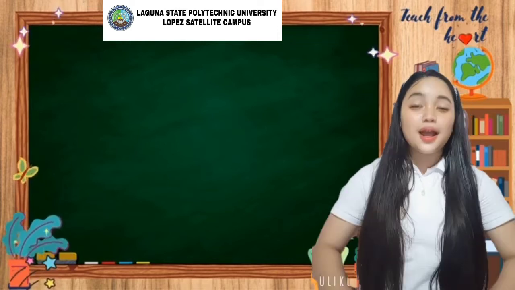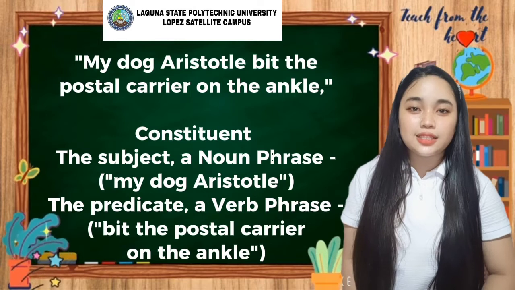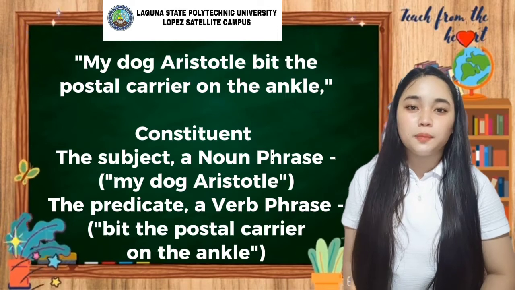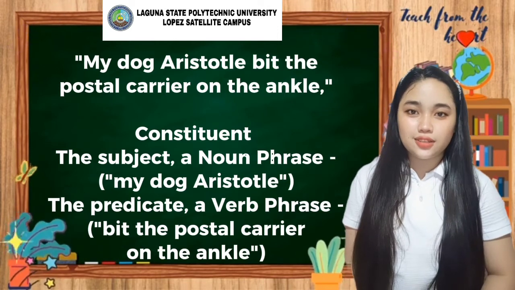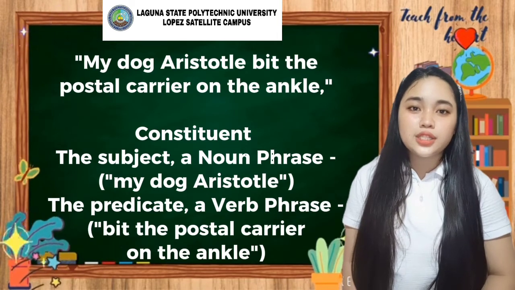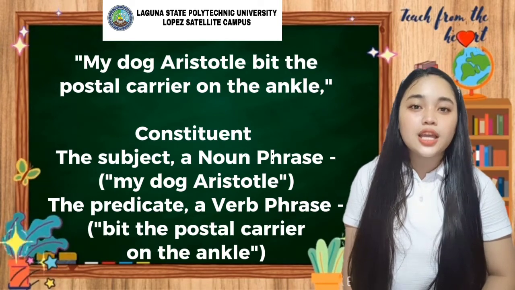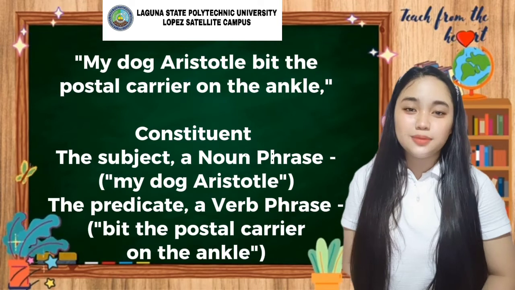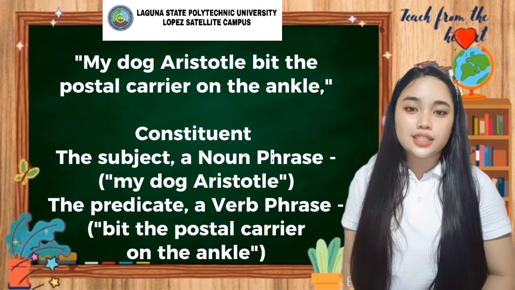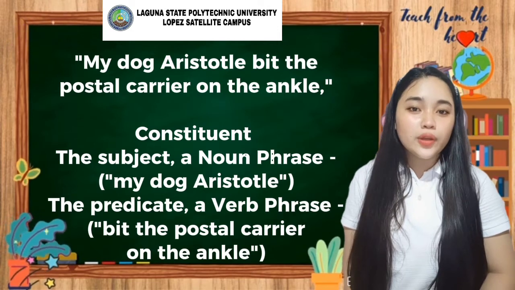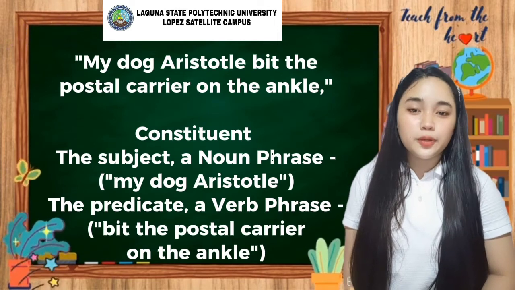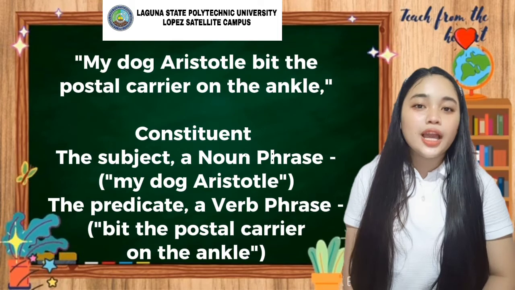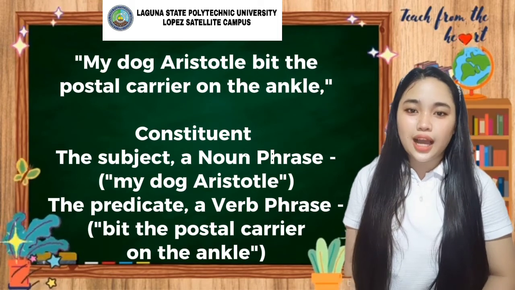sentence meaningful. For example, in the sentence, "My dog Aristotle bit the postal carrier on the ankle," the constituent parts are the subject, made up of a noun phrase, which is "my dog Aristotle," and the predicate, a verb phrase, which is "bit the postal carrier on the ankle." Each of the phrases in the sentence can be further broken down into its own constituents. The subject noun phrase includes the noun, which is Aristotle, and the possessive pronoun and noun, which is "my dog," that modify Aristotle. The verb phrase includes the verb, which is "bit," the noun phrase "the postal carrier," and the prepositional phrase, which is "on the ankle."